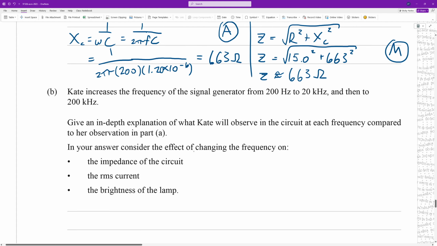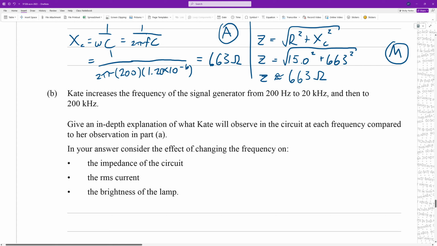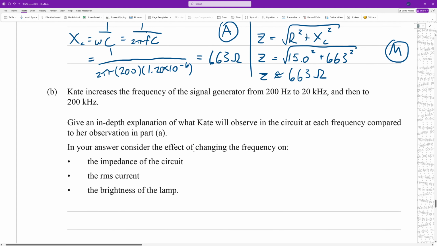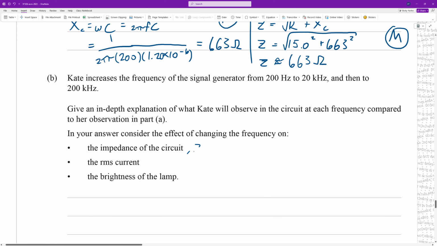All right, and now Kate, getting a bit bored, changes the frequency from 200 hertz up to 20,000 hertz, and then to 200,000 hertz. And this will change the reactance of the capacitor, right? Notice it depends on the frequency. So give an in-depth explanation of what Kate will observe. And we need to discuss the impedance of the circuit, the current, or RMS current, and the brightness, right, which depends on current and voltage.